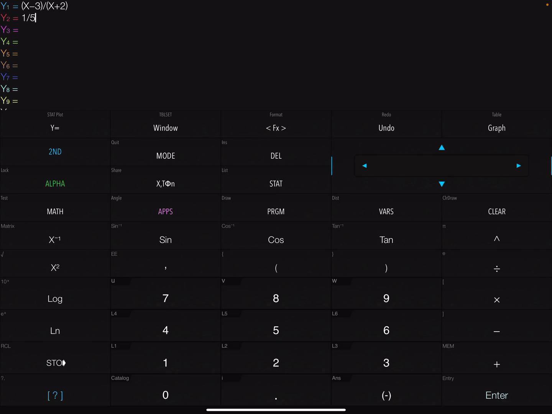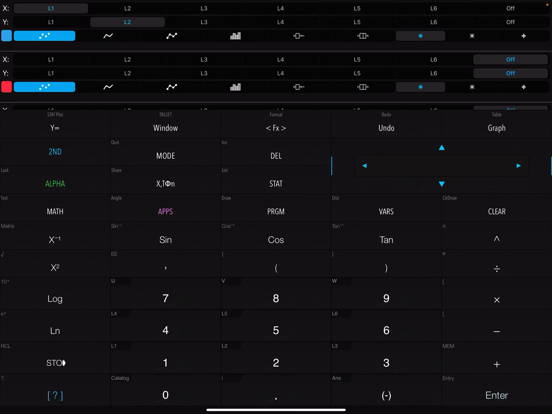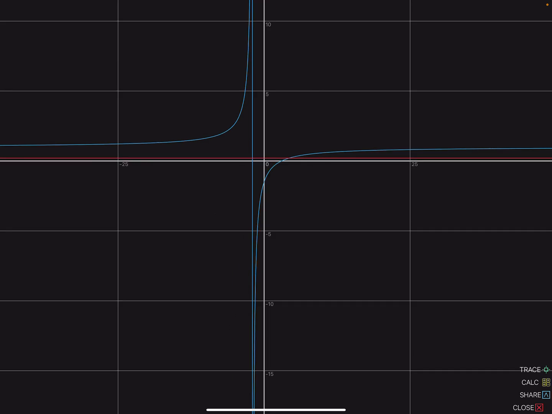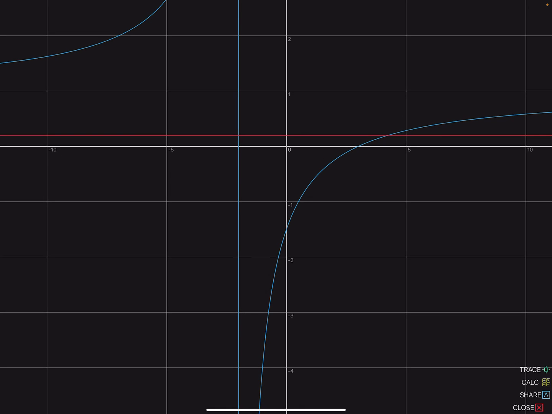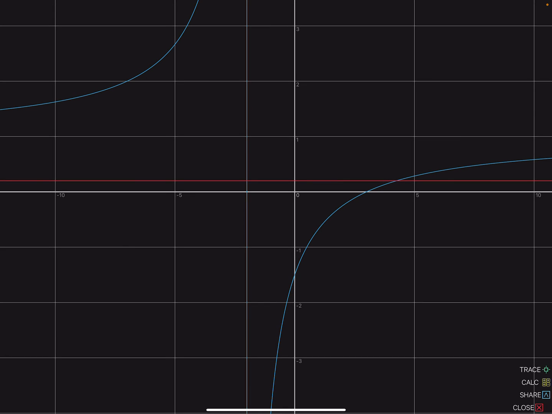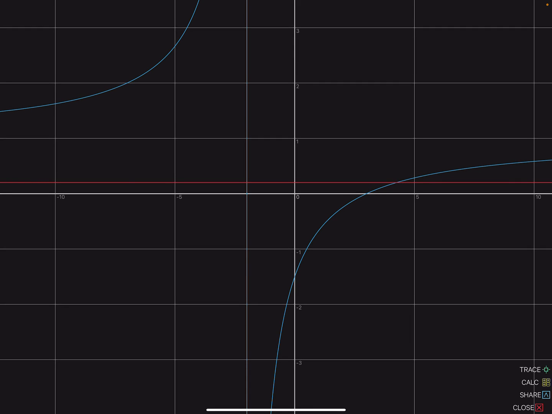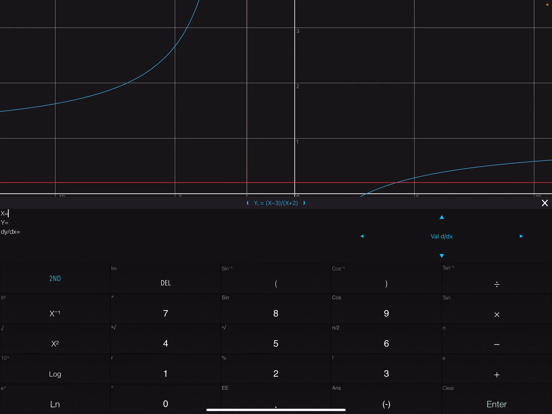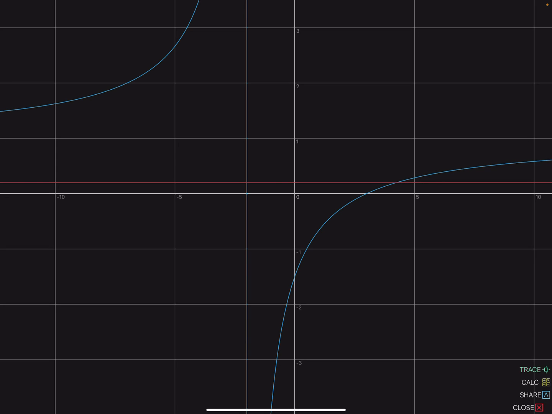Oh, I have a stat plot on mine. Let me clear mine out real quick. Let me turn off my stat plot. Okay, so hit graph. Here it is. Let's zoom in. I'm not zooming very evenly, but I'm looking for this intersection right there. I'm not quite sure how to do it on here. Trace. Can we use the trace function?